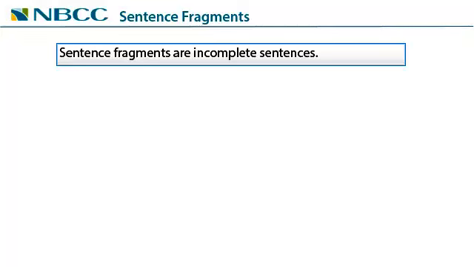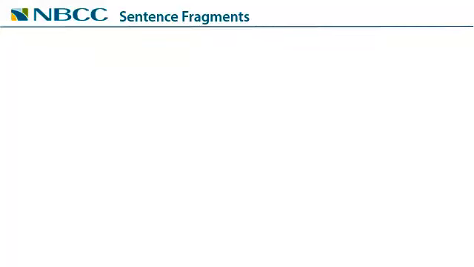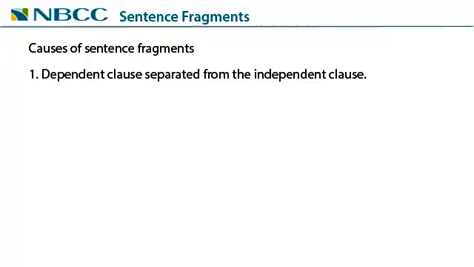It starts with a capital letter and ends with a period, question mark, or exclamation mark, but it isn't a sentence because it's missing a subject or a main verb, or it isn't a complete thought. Here are some common causes of sentence fragments and some ways to correct them. First, sentence fragments are common with dependent clauses.